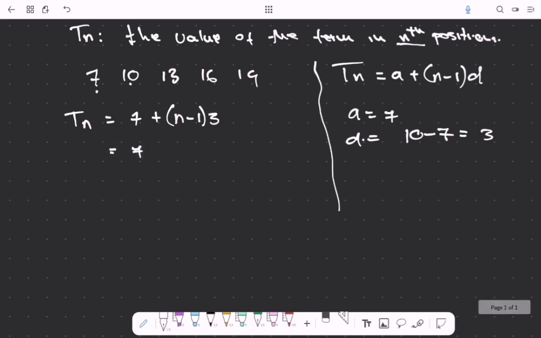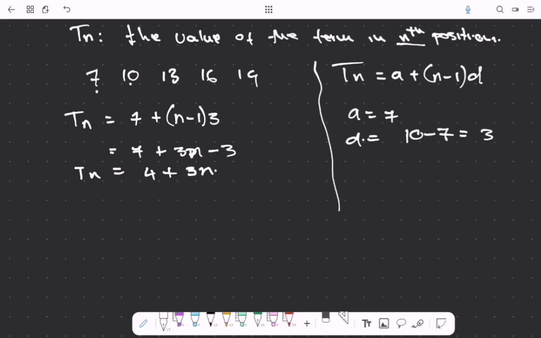So let's clean it up and multiply this out. It's going to be 3n minus 3. All right, we further clean it up. We have Tn is equal to 7 minus 3, which is a 4, plus 3n. So now we have the general equation.